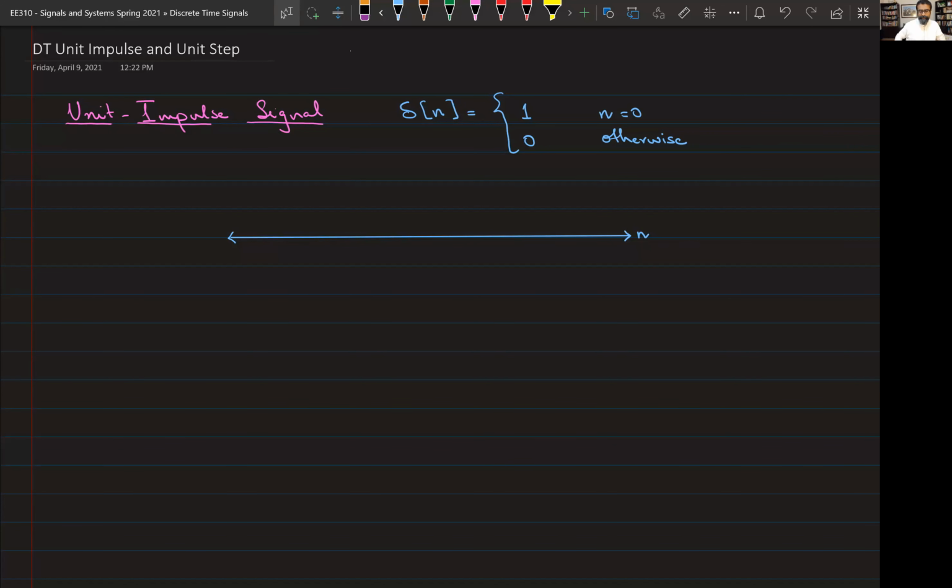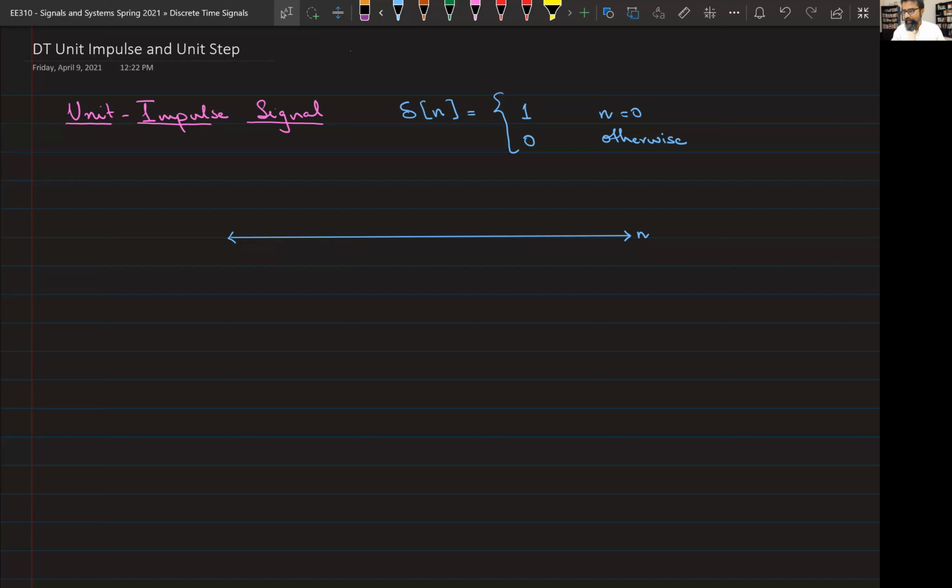Okay, so we're going to start our discussions on the discrete time equivalent of unit impulse and unit step, and these concepts are very similar to their counterparts in continuous time. So I'm going to go over them relatively quickly. The first thing I want to talk about is the unit impulse signal.